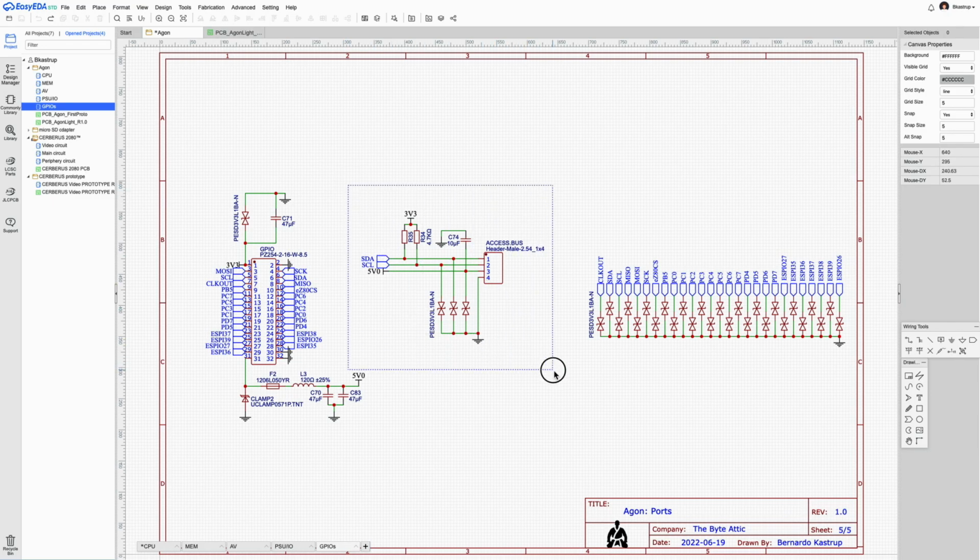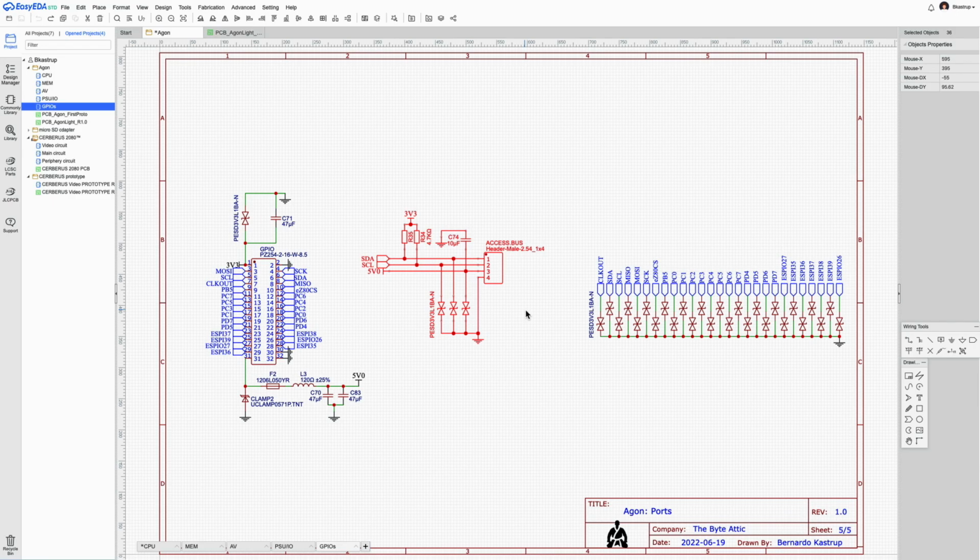This is the access bus header. I put it in there to make it easy for people designing custom cases to add a small, for instance, status display that could be internally connected to this header and drive whatever message people want to display on that second small display that's not connected to the VGA line. So we need these two signals, SDA and SCL. These are the I2C signals.